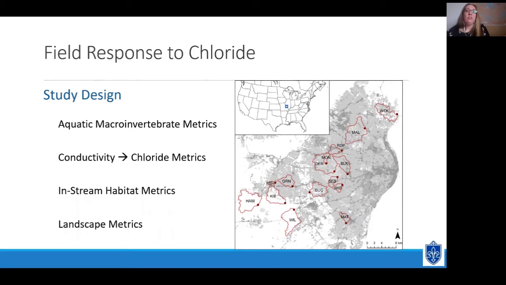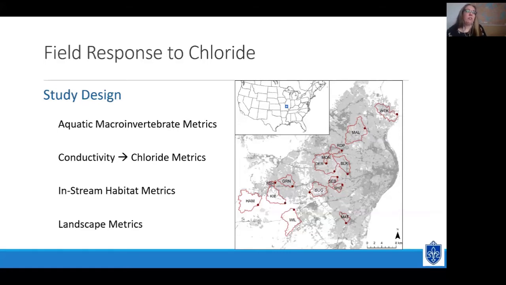Conductivity was recorded at 15-minute intervals over the winters of 2017 to 2018 and 2018 to 2019. There is a linear relationship between conductivity and chloride, and so this allowed the generation of a chloride data set covering 316 days over the 2 winters and into the springs. These data were then summarized into 6 chloride metrics that I'll talk more about in just a minute.